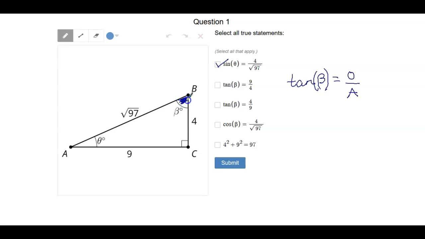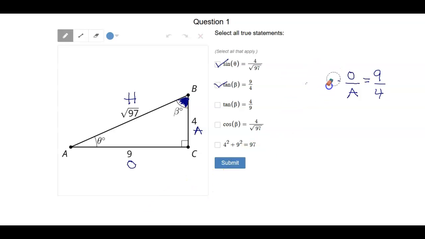So we are working with this angle this time. We know that this is our hypotenuse. Directly across from beta, our angle is the opposite, which means that this is our adjacent. So if we're going to do opposite over adjacent, we would do 9 over 4. So this one is also correct.